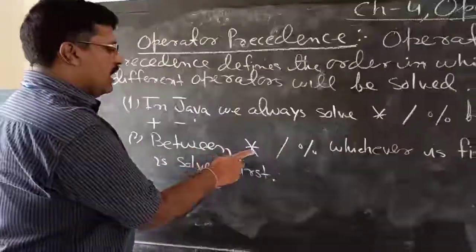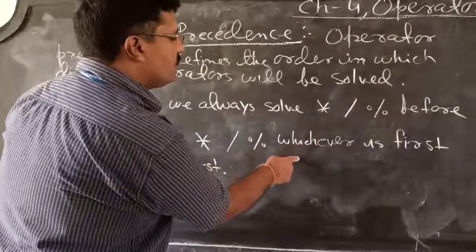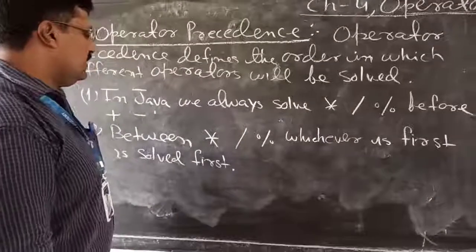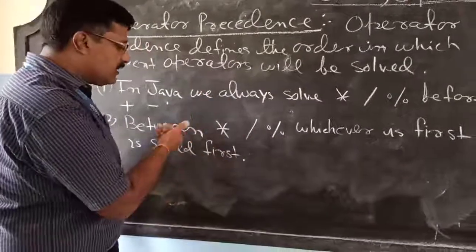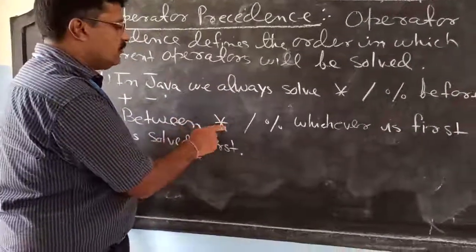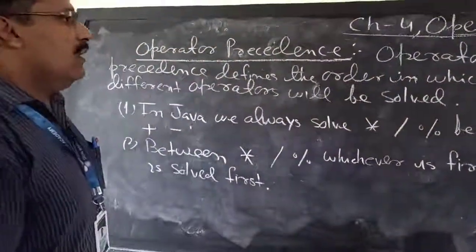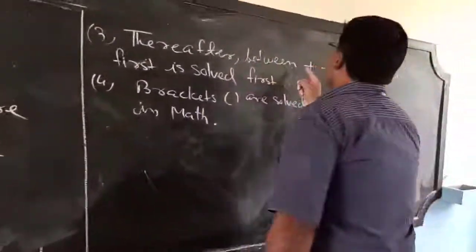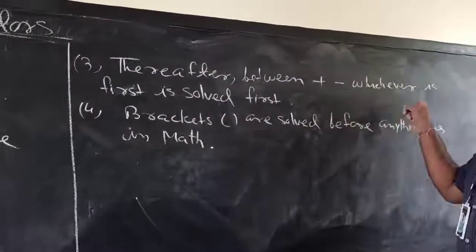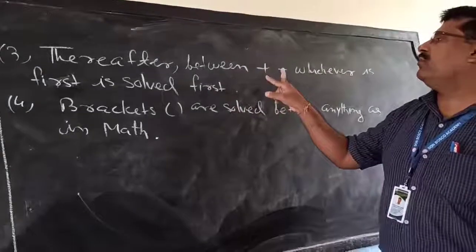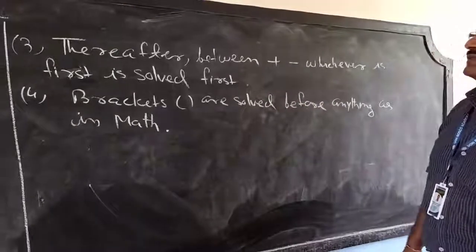Second rule: between asterisk meaning multiplication, slash meaning division, and the remainder modulus operator, whichever comes first is solved first. That means these three operators have the same priority. Same priority means whichever comes on the left side, that will be solved first out of these three. Now the third rule: between plus and minus, addition and subtraction, whichever is first is solved first. Suppose you have a plus b or a minus b on the left side, whichever is on the left is solved first.